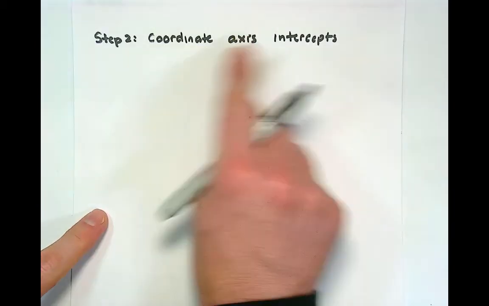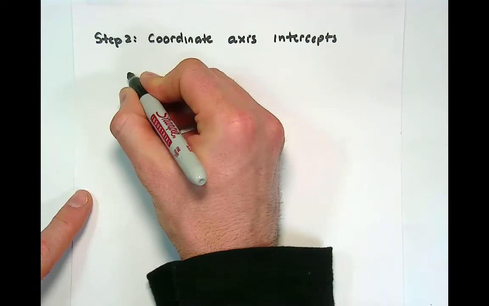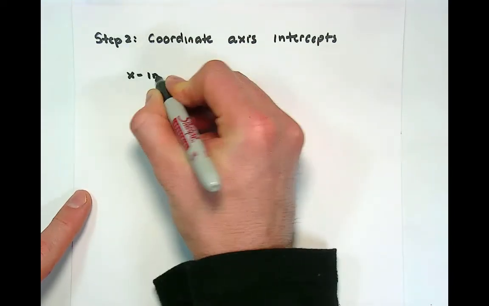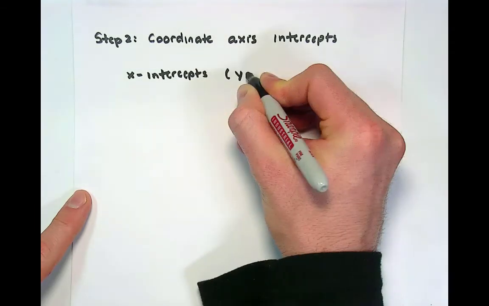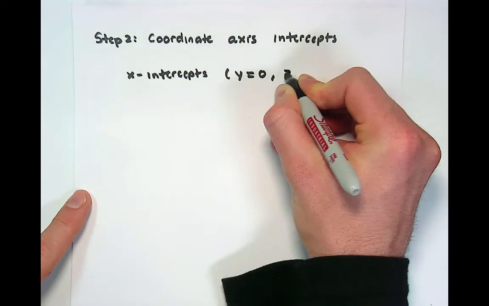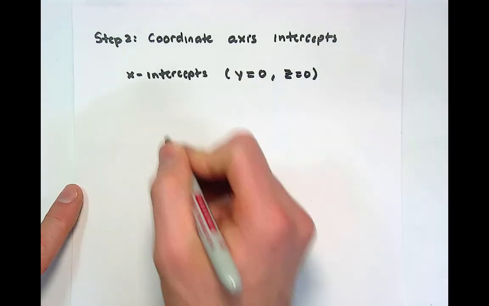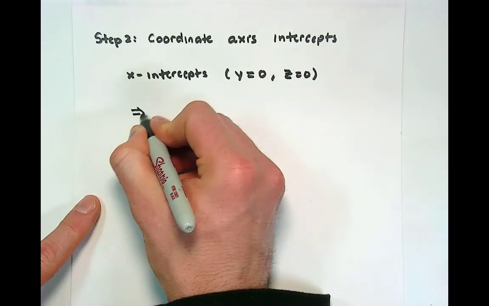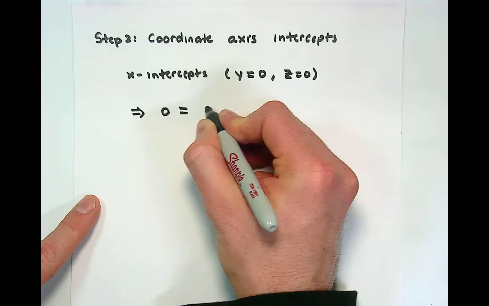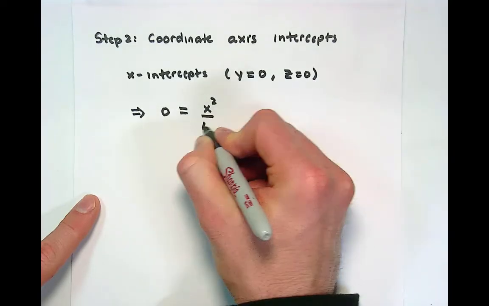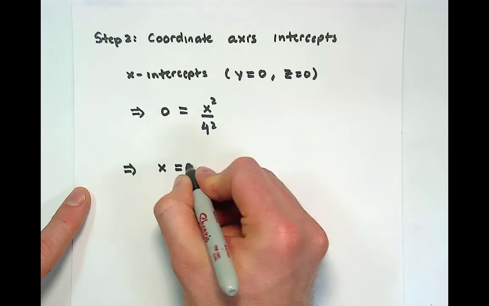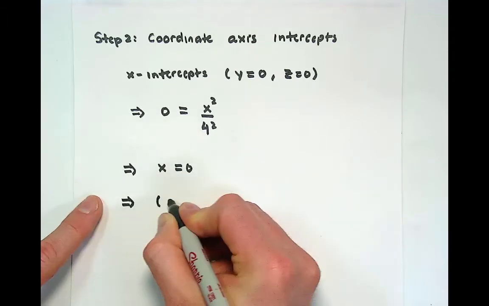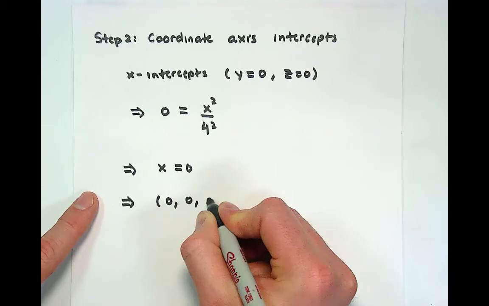step 2. In step 2, we're looking for the coordinate axes intercepts. So we'll start with what we call the x-intercepts. And to get the x-intercepts, we would set the y and z values to 0. The moment that I have the y and z values equal to 0, I get an equation which looks like x squared divided by 4 squared. And this means that x is equal to 0. And this also means that I have one x-intercept.